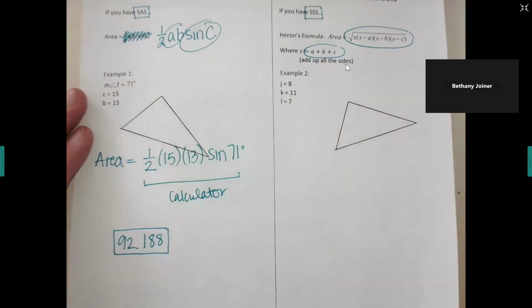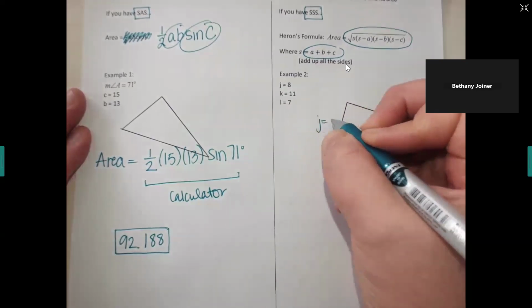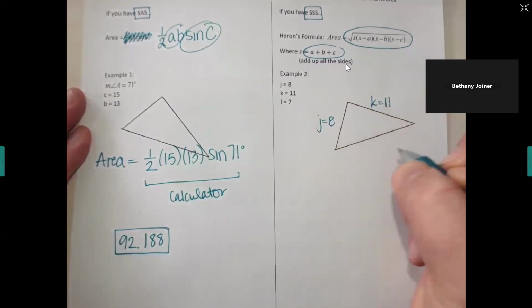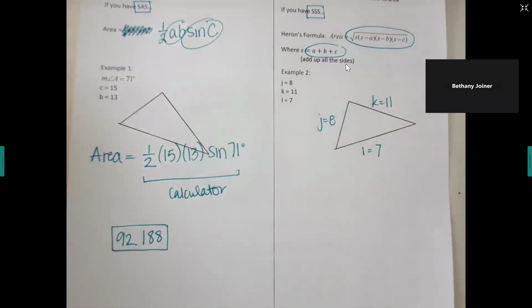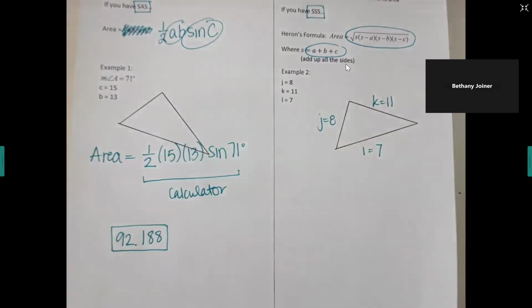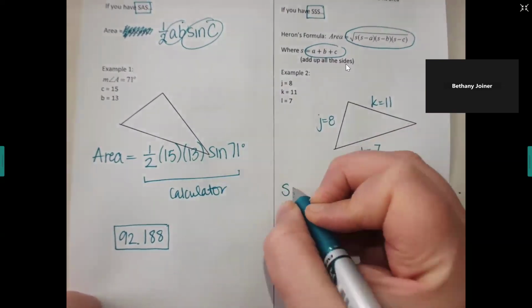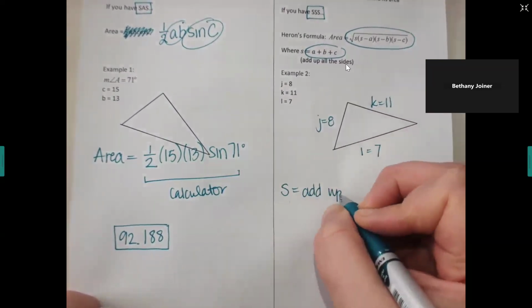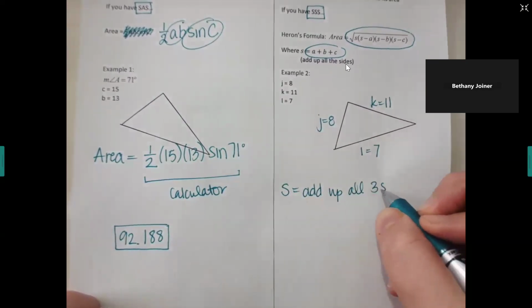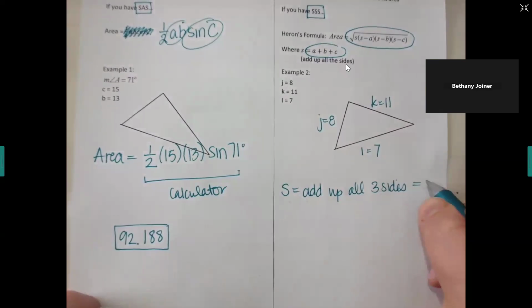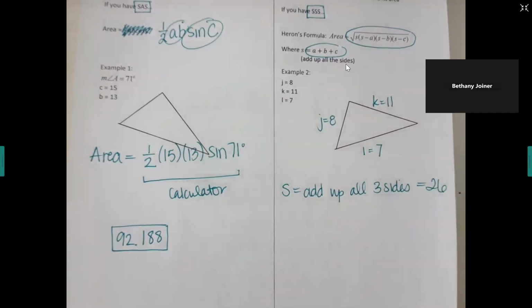So let's say, for example 2, that you know J is 8, K is 11, and L is 7. It doesn't really matter where you put them. You have all 3 sides, though. You don't have any angles. The first thing you're gonna find is your s, where s is literally just you adding up those three sides. So in your calculator, for my s, I'm gonna add up the 8, the 7, and the 11. 26. Okay, 26. And then in my formula, wherever I see an s, I'm gonna put the 26. And then for the a, the b, and the c, I'll put the other three sides.